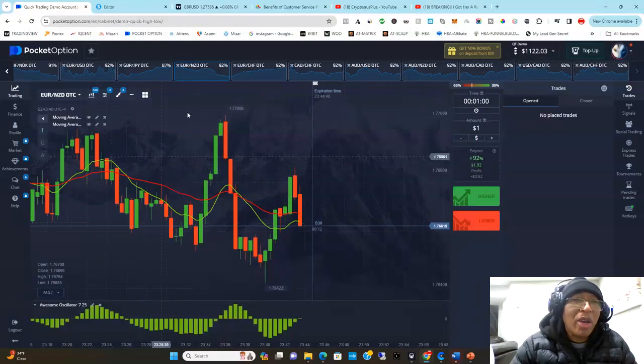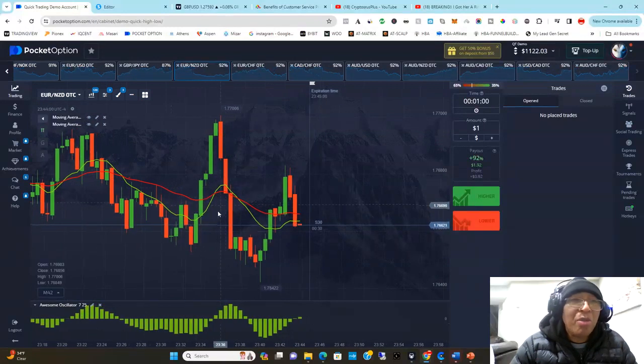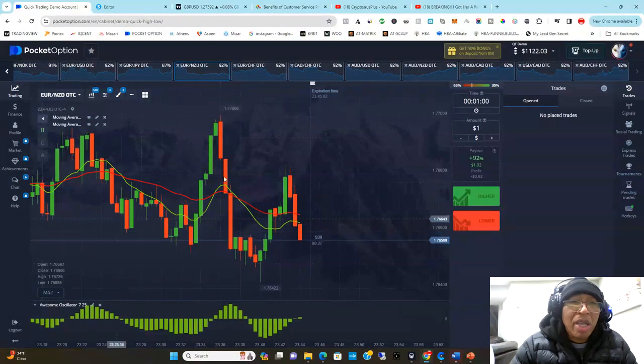Amen, guys. So now you can see I have decorated this chart with a few indicators. These are free indicators. The platform I'm using is PocketOption, but it doesn't matter. Whatever platform you have, you can apply the same strategy.